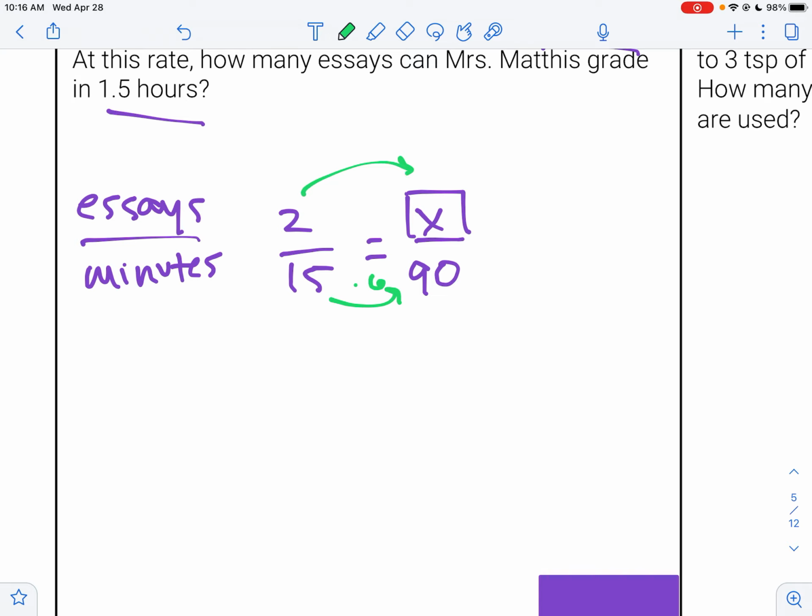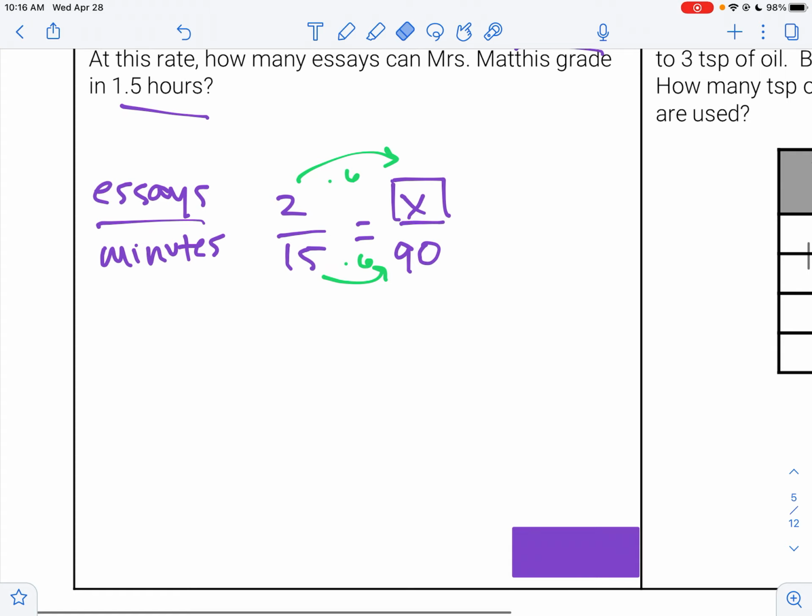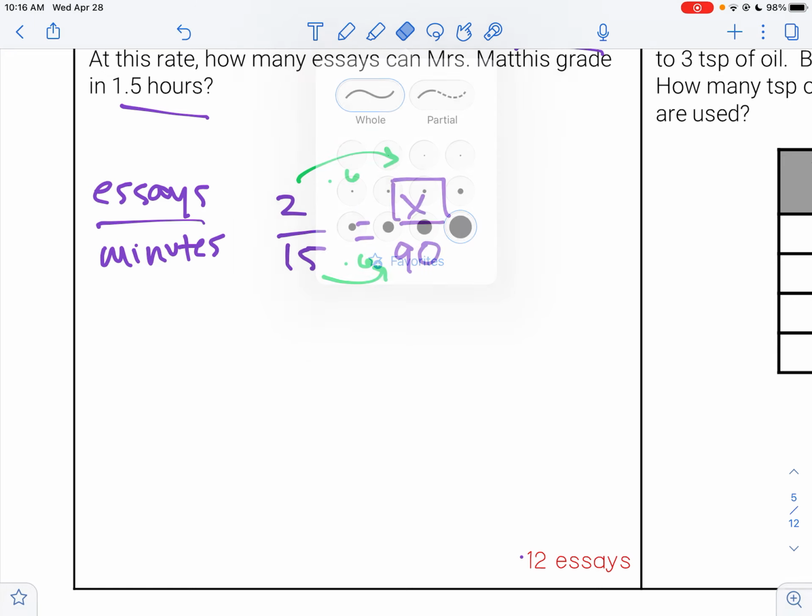So whatever I do to the bottom, I have to do to the top. So 2 times 6 is going to give me 12. So Miss Mathis can grade 12 essays in 90 minutes. Now, if you didn't know that 15 times 6 is equal to 90, you can always cross multiply.